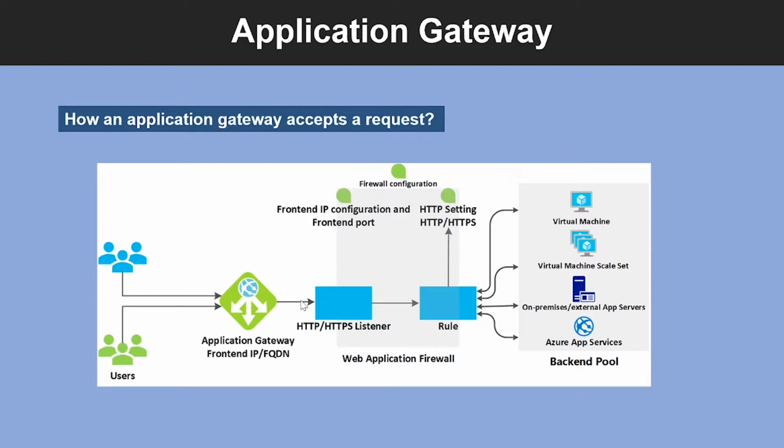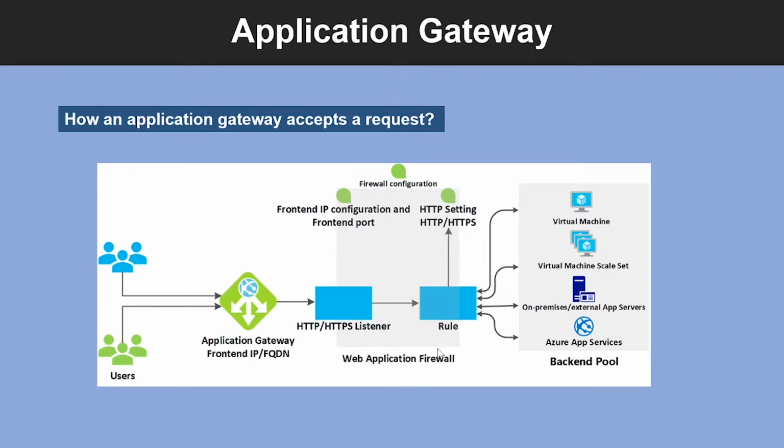And the third step is where the application gateway accepts the incoming traffic on one or more listeners. A listener is a logical entity that checks for connection requests. It's configured with the front-end IP address, protocol, and port number for connections from the client to the application gateway.